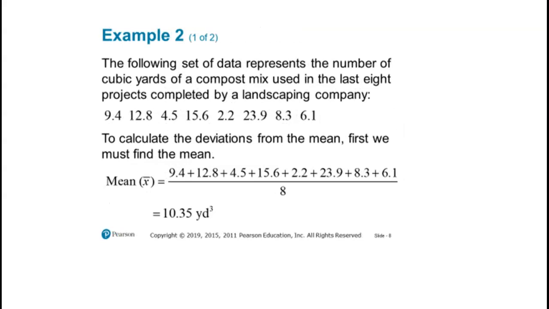Let's jump into this. If you look at this following set of data, it's talking about cubic yards of compost, and these are 8 projects that they've done, and they want to calculate the standard deviation from the mean for these mixtures. So all they're going to do is add up all of the data and divide it by 8. That's going to give us the mean, and we already know how to do that. That's the last video if you need to go back and touch up on that.